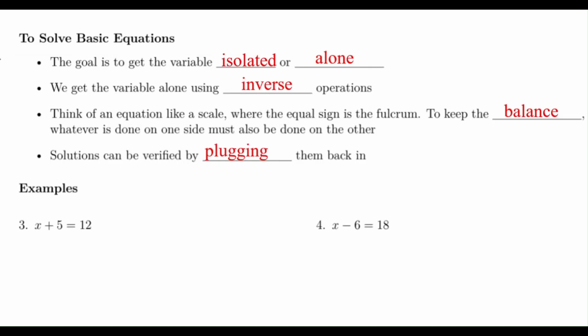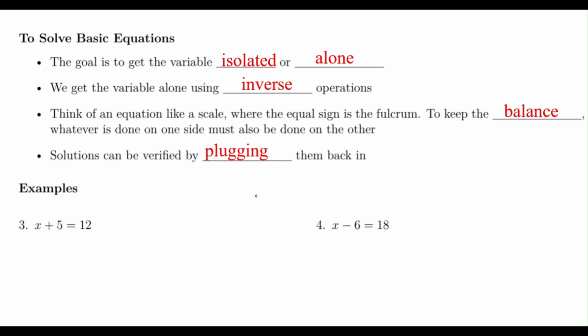Now, when we solve basic equations, we want to try to isolate the variable. We want to get the variable all alone on one side of the equal sign. That means getting rid of all the constants, the coefficients, everything. We want it to ultimately just say x equals something or y equals something. So we want to isolate the variable.